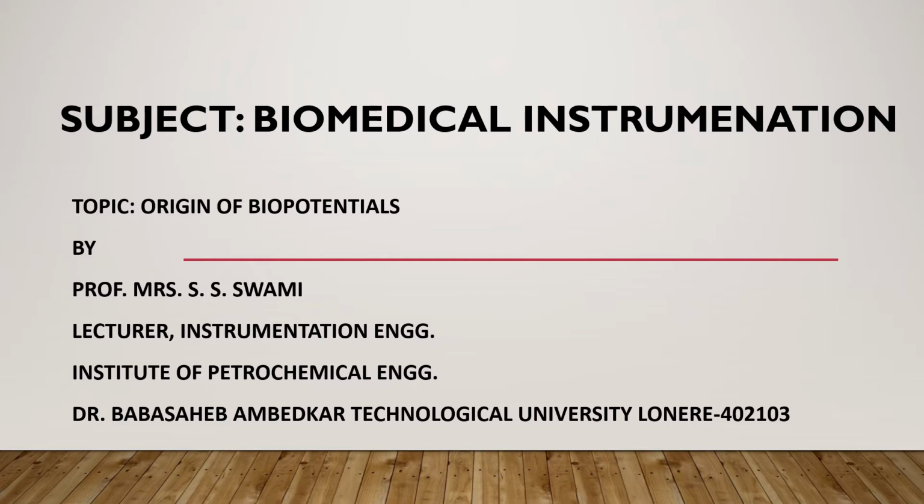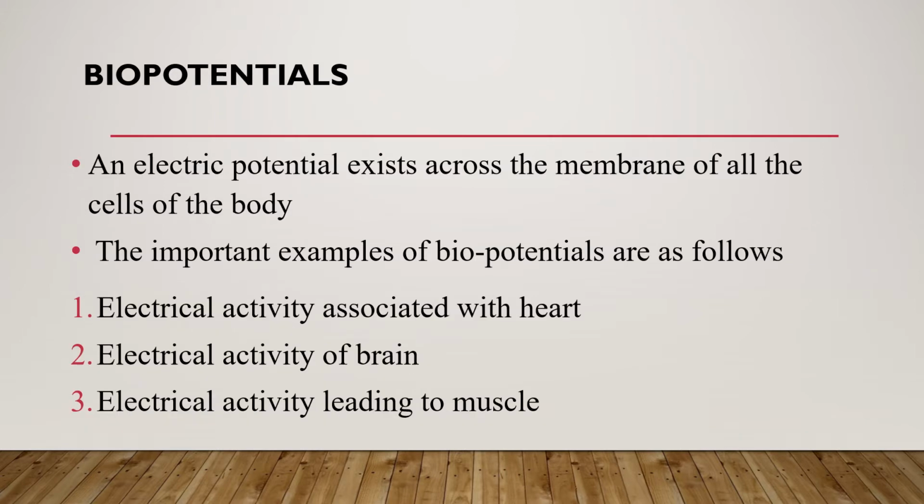So today we are going to study biomedical instrumentation. In that, we are going to cover the origin of biopotentials. Biopotentials means an electric potential exists across the membrane of all the cells of the body. The important examples of biopotentials are the electrical activity associated with the heart, the brain, and the muscle. These are the basic biopotentials.